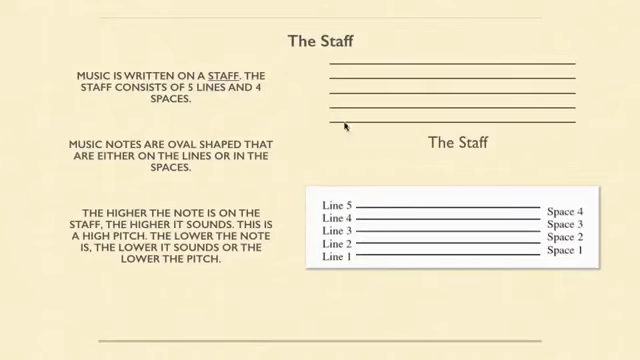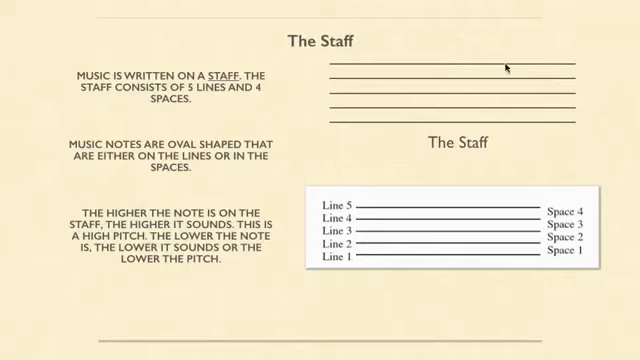Okay, this is how the staff looks. It's just 5 lines and there are 4 spaces in between the lines. Okay, this is very important and you will see the notes being placed on different parts of here. And so you'll see that the higher the note on the staff, the higher the pitch it will sound.